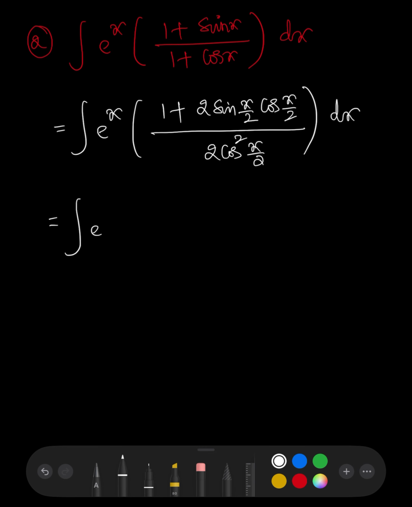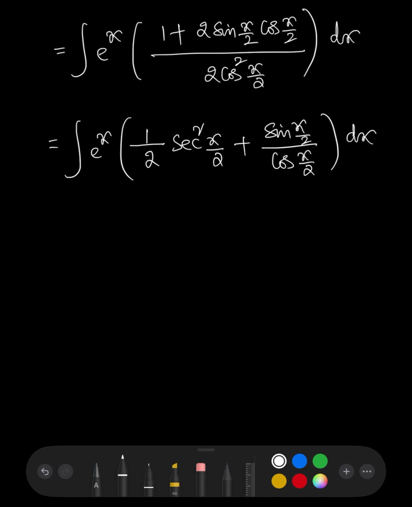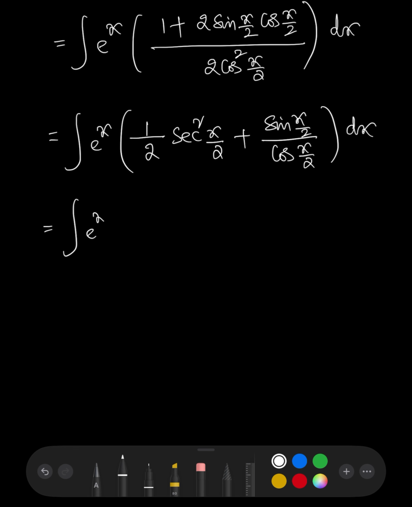Now we can split the numerator, integration of e power x into, this we can write as 1 by 2 secant square x by 2 plus the second term 2 sin x by 2 cos x by 2. Here 2 gets cancelled, cos x by 2 cos x by 2 gets cancelled. We will get finally sin x by 2 by cos x by 2 whole dx. If you observe this carefully, sin x by 2 by cos x by 2 we can write as tan x by 2, and the differentiation of tan x by 2 is 1 by 2 secant square x by 2.